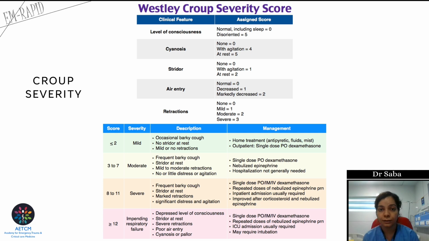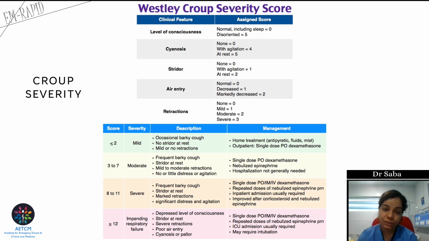The severe category includes those kids who have scored 8 to 11, and they will present with frequent barking cough. They will have stridor at rest, marked retractions, and significant distress and agitation. So in this case, the child is straight away a candidate for admission, and we provide dexamethasone. Depending upon the severity, it can even be given IV. Then we repeat the doses of racemic epinephrine, and admission will be required. And if the child improves after steroid and nebulized epinephrine, then we will de-escalate the child's treatment.